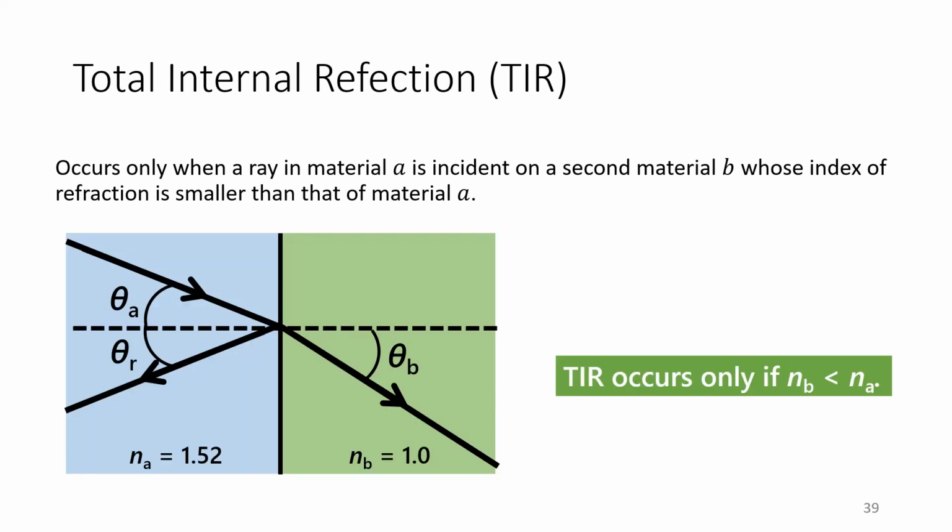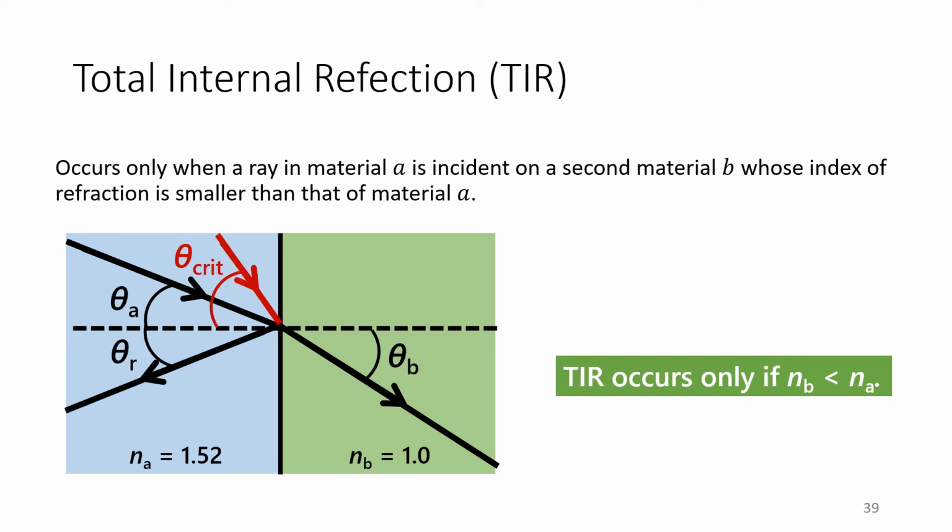Firstly, TIR occurs only if light travels from a material of higher index to a material of lower index. In this case, our material on the left side, n sub A, has a higher refractive index than n sub B. So usually 1.52 is the refractive index of glass and 1.0 is the refractive index of vacuum or air.